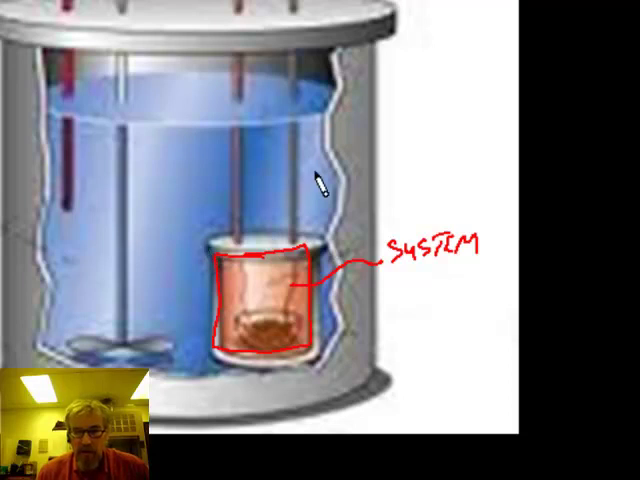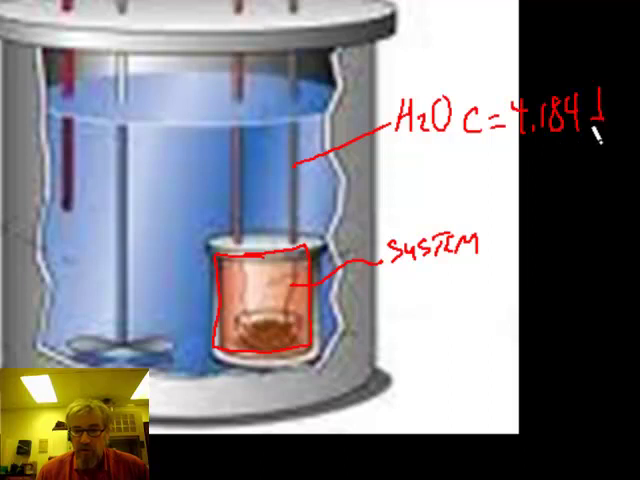Well, water has known thermal properties. We know what the specific heat of water is. We could also use oil or something else. The key is that we know what the specific heat is. Here, for water, it's 4.184 joules per gram per degree C. It's a well-known fact about water.